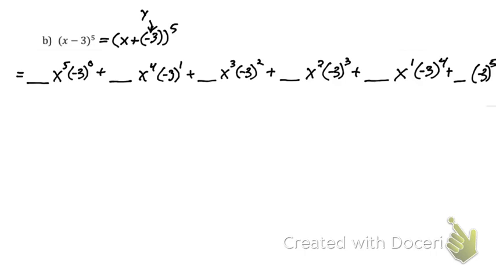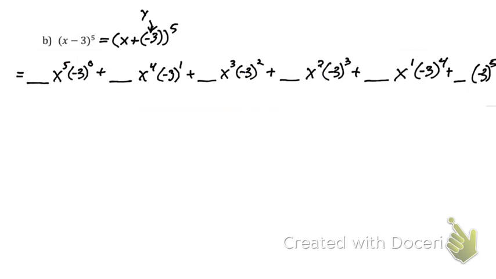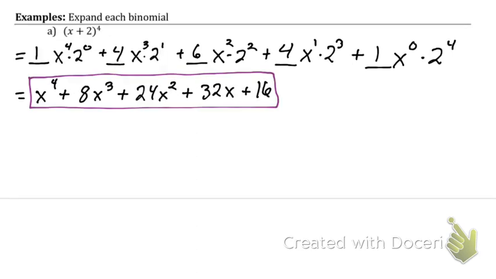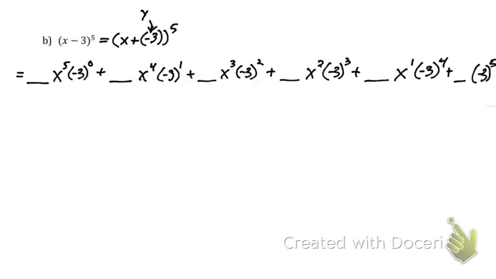All right, because we're to the 5th power, we'd be on our 6th row of our Pascal triangle. Or we can just count how many terms we have. We have 1, 2, 3, 4, 5, 6. Go to your Pascal triangle. 1, 2, 3, 4, 5, 6. It's just 1, 5, 10, 10, 5, 1.